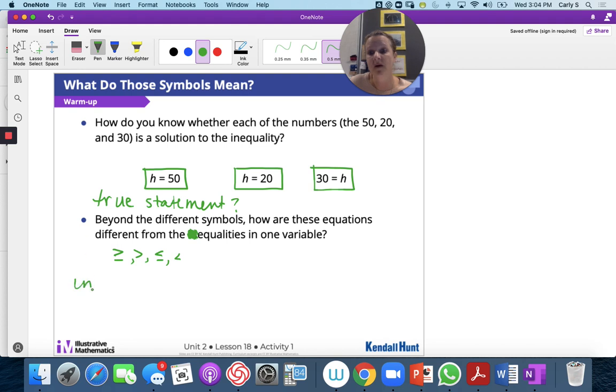For our inequality equations, the solutions are a range of numbers. Okay? Our solutions, they will be a boundary.